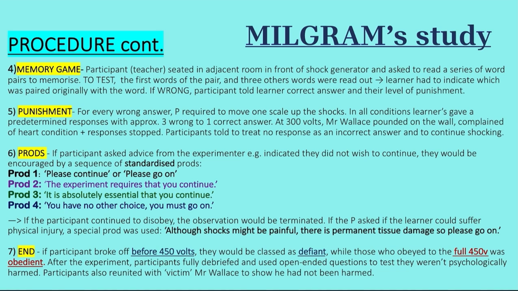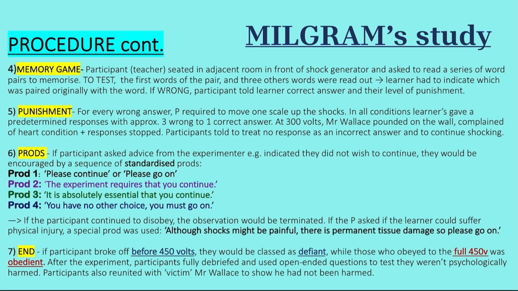When we continue the procedure, it's a very long procedure. A lot of the chunk of this study is the procedure. So we have the memory game. The participant, the teacher, seated in an adjacent room in front of a shock generator, was asked to read a series of word pairs to memorize. To test, the first words of the pair and 3 other words were read out loud. The learner had to indicate which was originally paired with the word. If wrong, the participant told the learner the correct answer and the level of punishment. So, for every wrong answer, the participant was required to move one scale up the shocks. In all conditions, learners gave predetermined responses with approximately 3 to 1 answers.